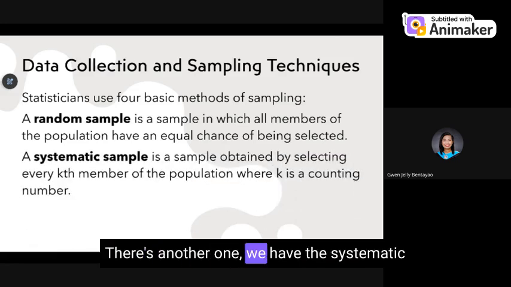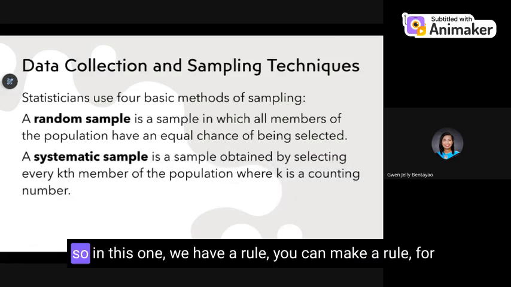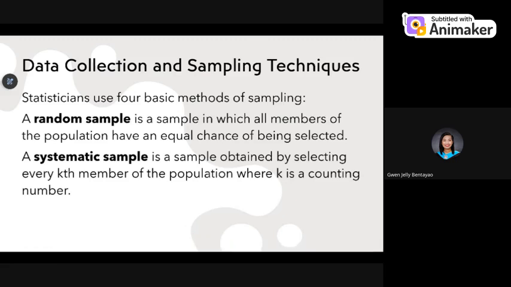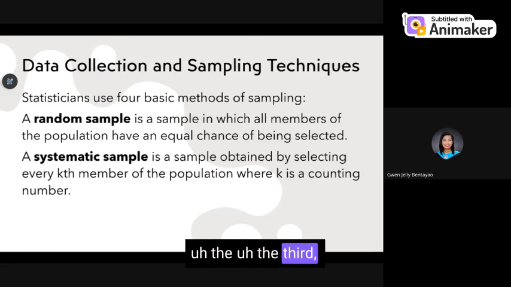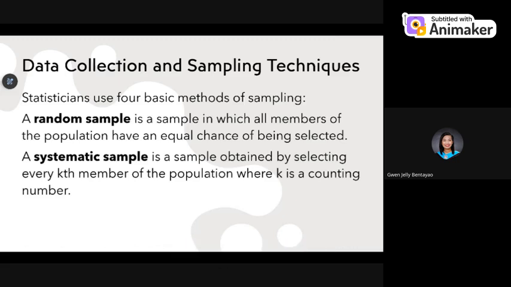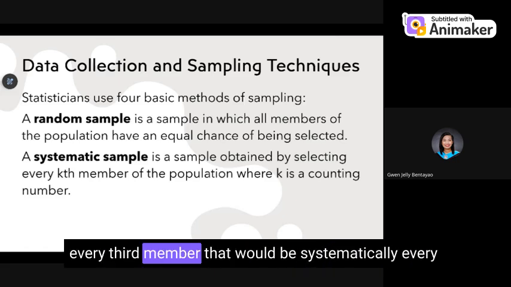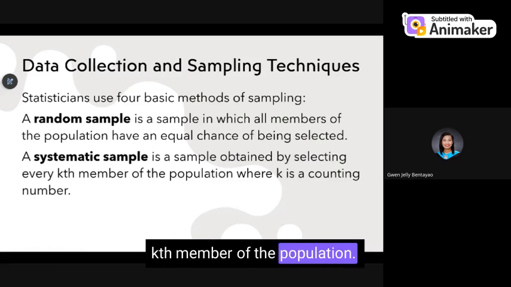There's another one. We have the systematic sample. So in this one, you have a rule. You can make a rule. For example, you have 50 students, and you're gonna get the third, for example, in each row. So you count, and then you put the rule every third member. That would be systematic, right? Every kth member of the population.